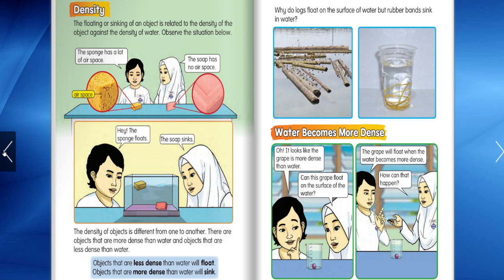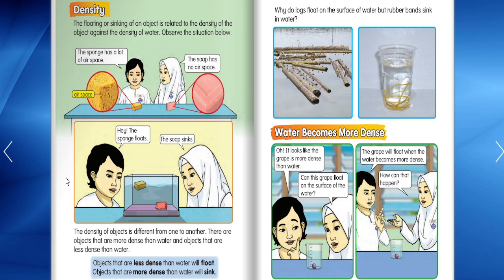What is density? Density is how heavy something is compared to its size. On what factor does it depend whether an object will sink or float? It's weight. No, it's density.